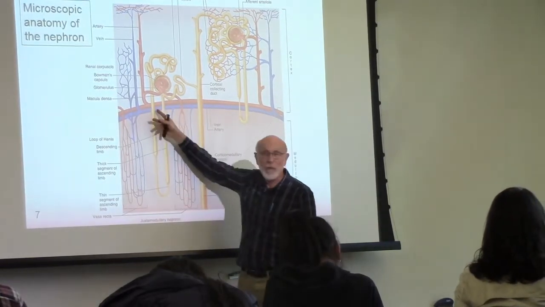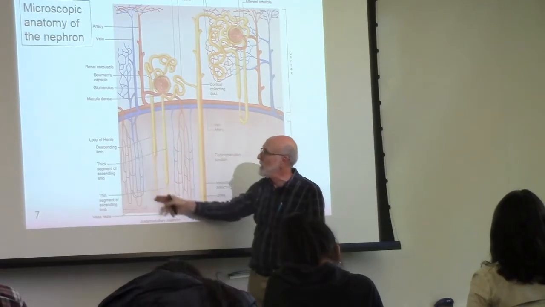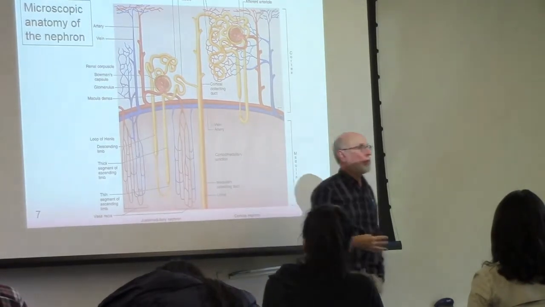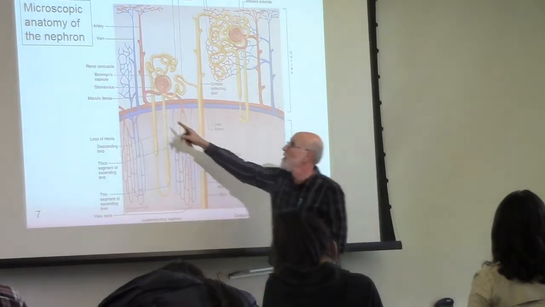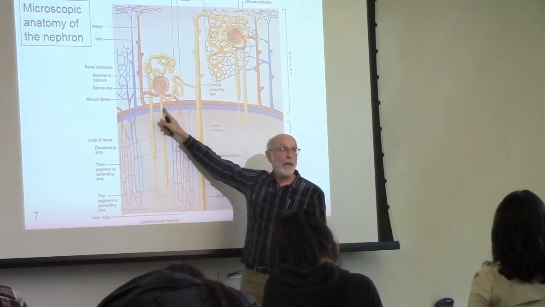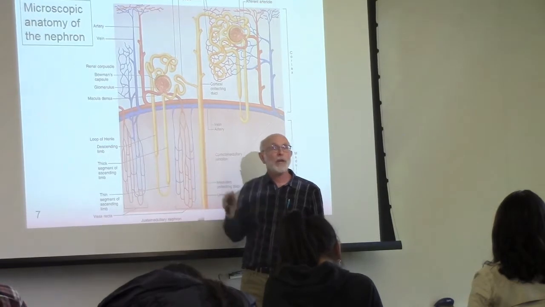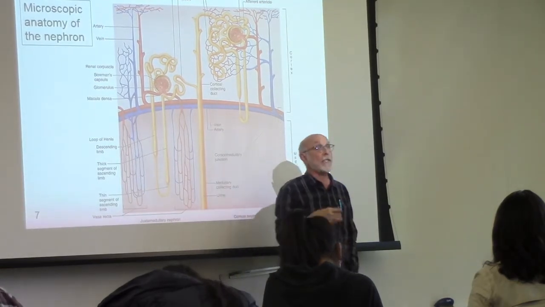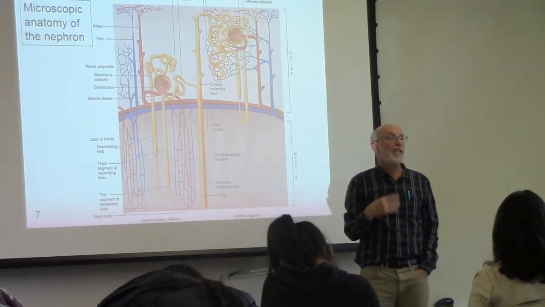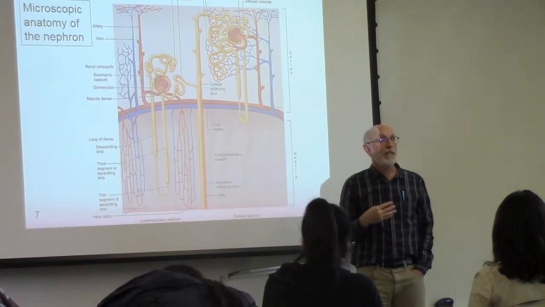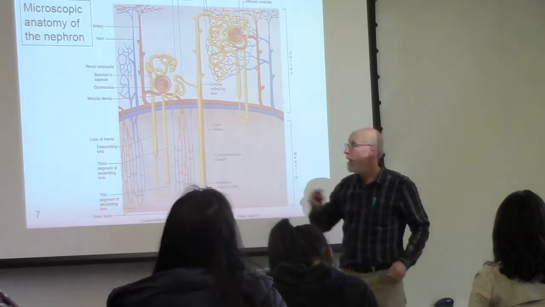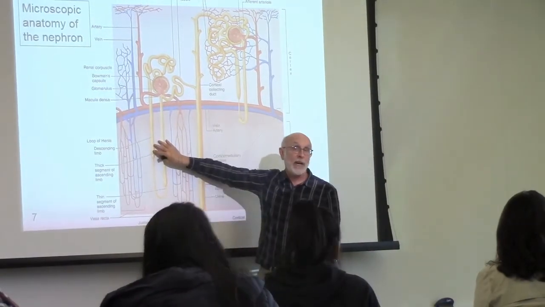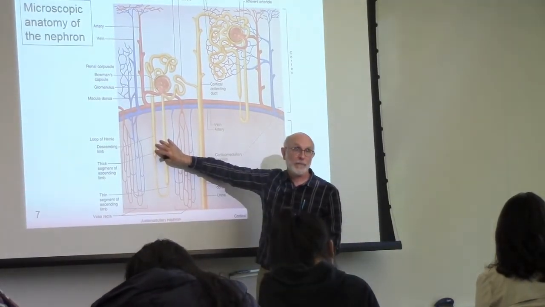You do need to know loop of Henle, and you need to know that there's a descending and an ascending part, which is called a limb, okay? This structure is going to be critical for the formation of a concentrated urine. So when we are dehydrated and we need to recover as much water as possible, this is the structure we're going to be talking about.